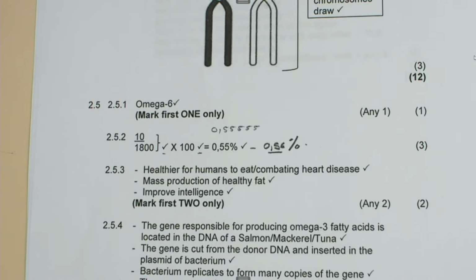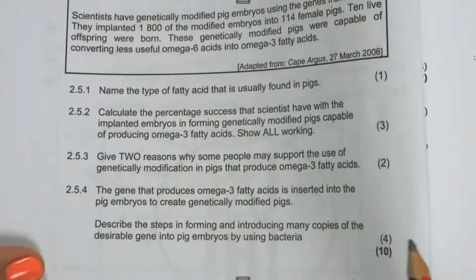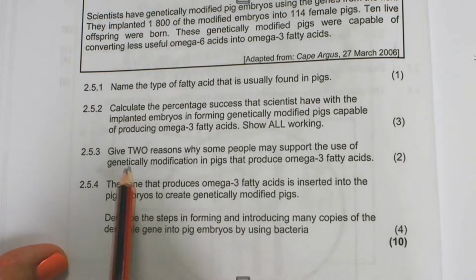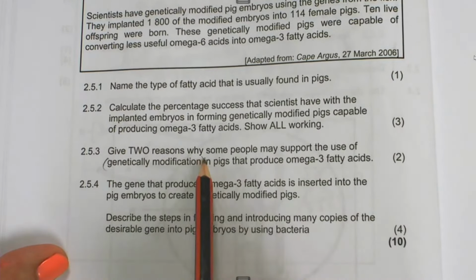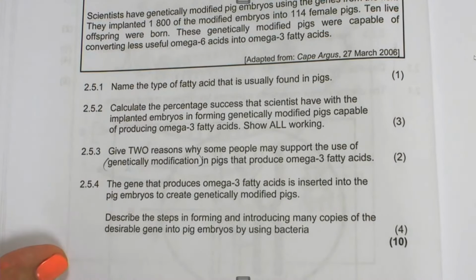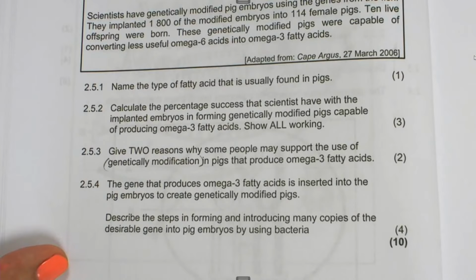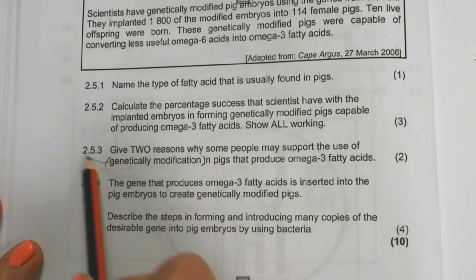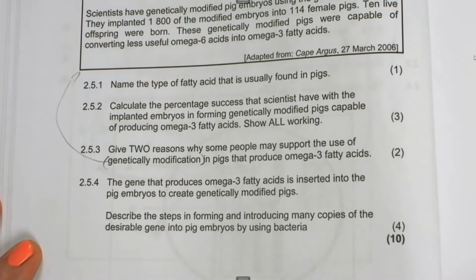Right? And then give two reasons why some people may support the use of genetic modification in pigs that produce omega-3 fatty acids. Also out of the extract: healthier for humans to eat, mass production of healthy fat, improve intelligence. Remember now, we don't want a general advantage of using genetic modification there, like maybe it's cheaper, etc. In this case, it must come from the paragraph why we need this one.